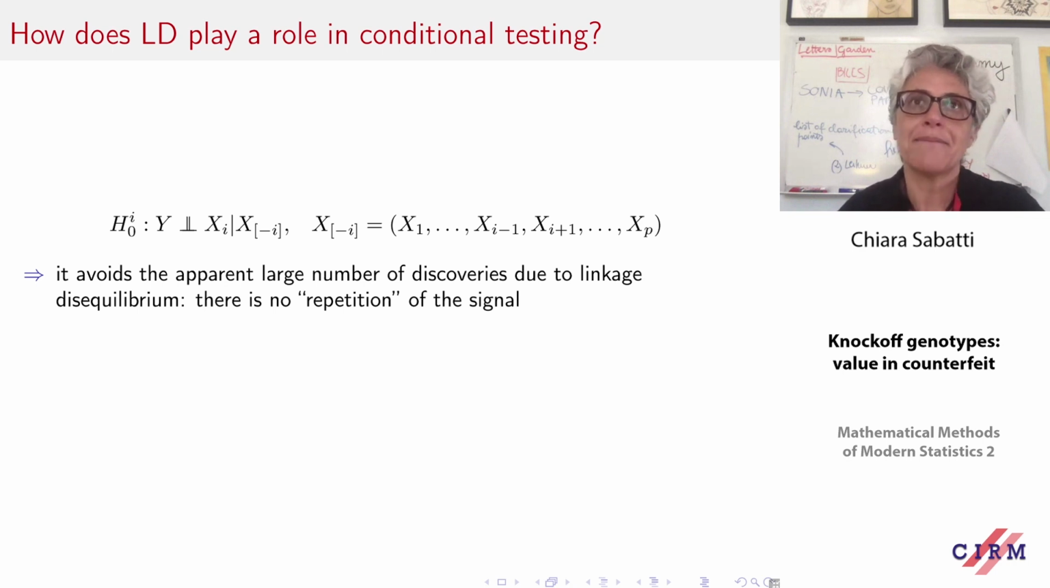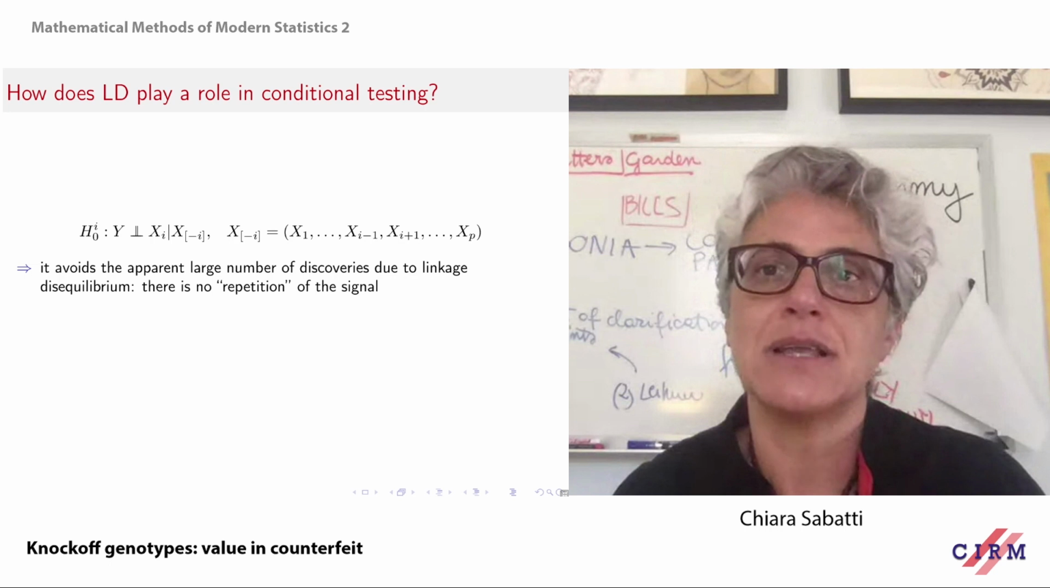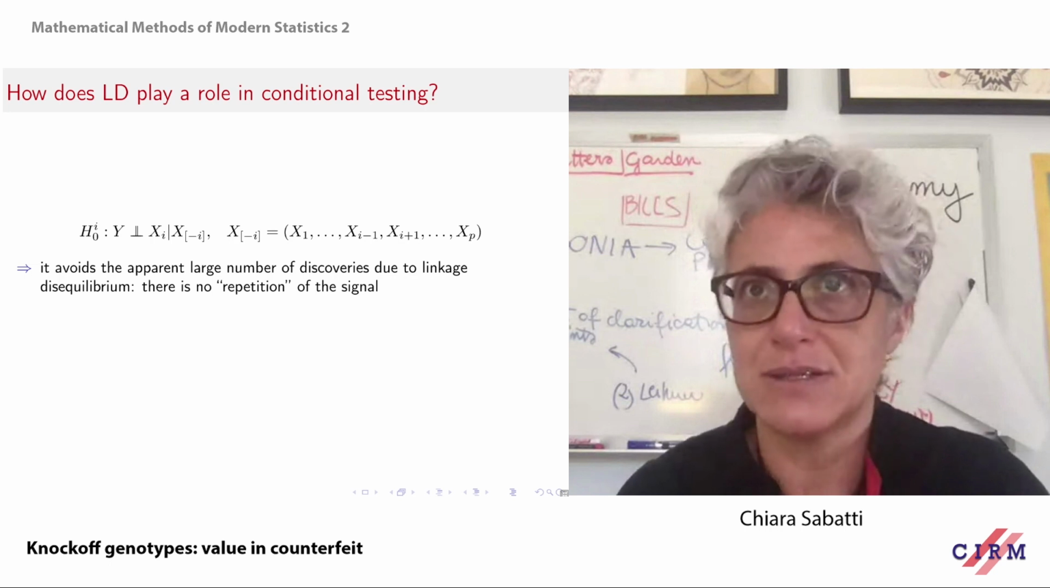Okay, so let's now go back to really the genetic problem. I've hopefully tried to convince you that we know how to construct knockoffs for this genetic data, because we can approximate the distribution of the genotypes with hidden Markov models. This is a well-accepted and actually a well-proven technique.